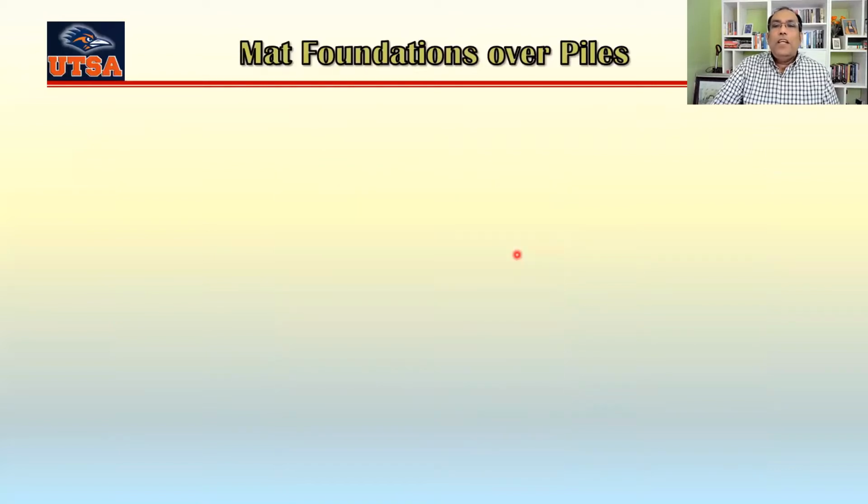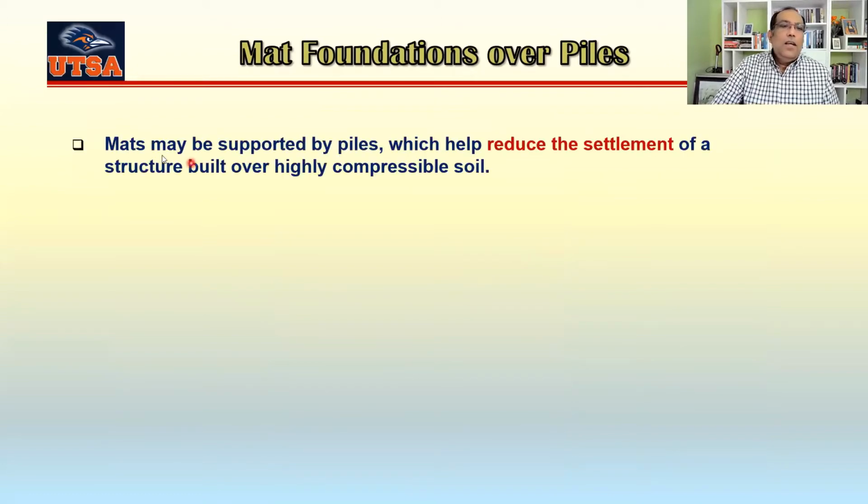Now, mat foundation over piles. Many times if the soil is too soft, then we can use piles below the mat foundation. So here, mats may be supported with piles, which will reduce the settlement. Okay, if we see that there is a chance of huge settlements, then we try to transfer the load to a stiffer layer. Okay, that's the first reason.